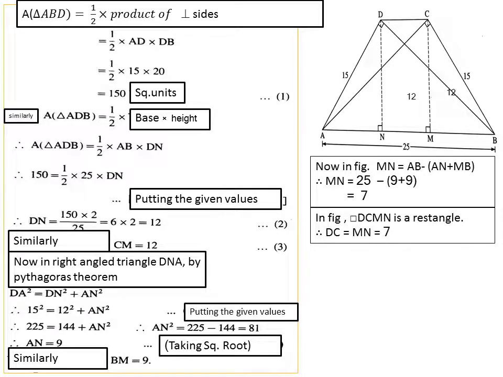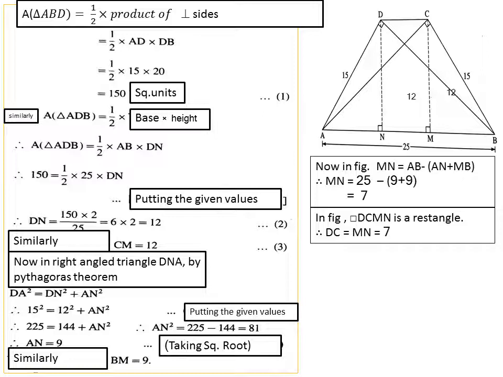MN is a part of rectangle actually. If we observe the figure, we get quadrilateral DCMN. DCMN is rectangle and opposite sides of rectangle are congruent. So you can say here DC equal to MN. And MN equal to 7 centimeter. Therefore DC equal to 7 centimeter. Thus we get two values of segment AB.